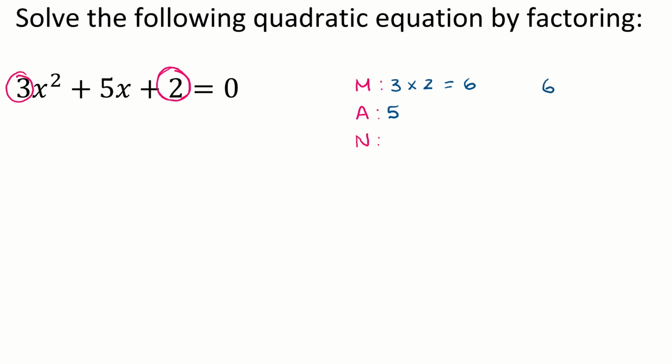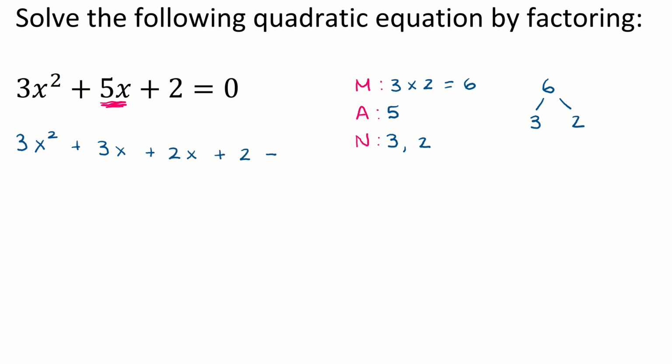I'm just going to look at my factors of 6. Two numbers that work would be 3 and 2. So our two numbers are 3 and 2. They multiply to 6 and they add to 5. The next thing I'm going to do in my next line is replace the 5x with 3x plus 2x. So my next line is going to look like 3x squared plus 3x plus 2x plus 2 is equal to 0. So the 5x is getting broken down into 3x and 2x.